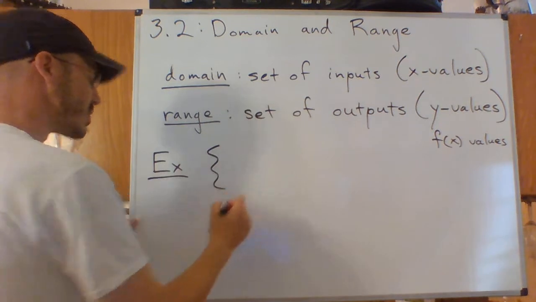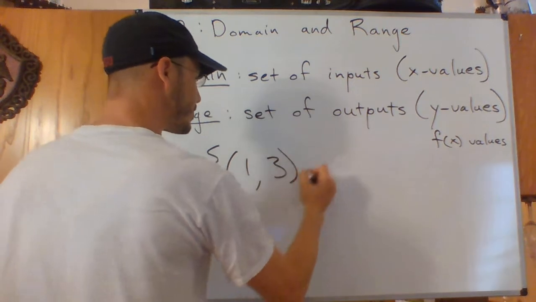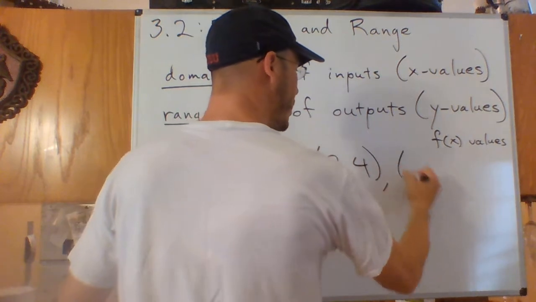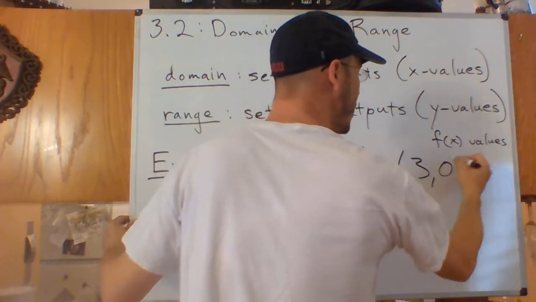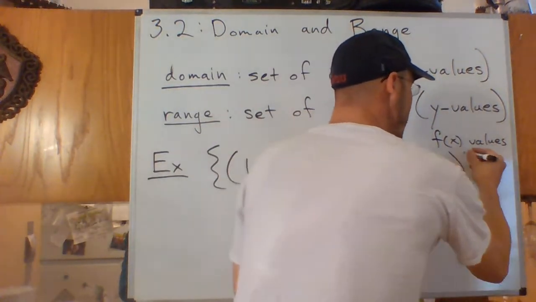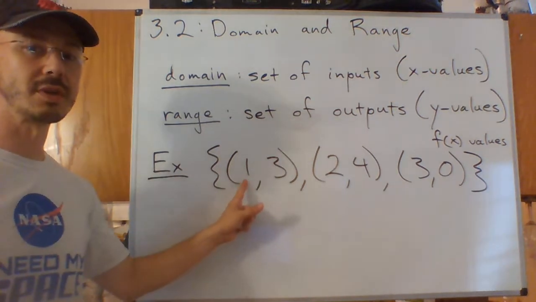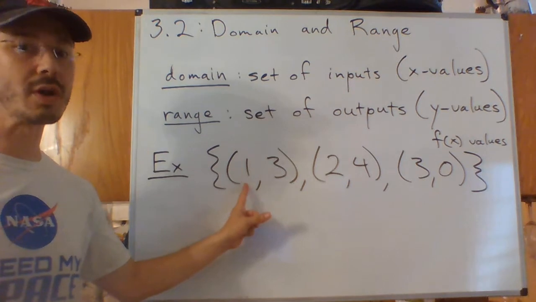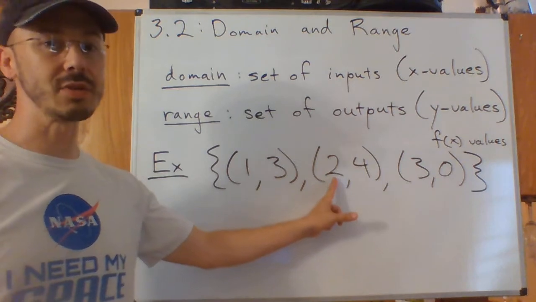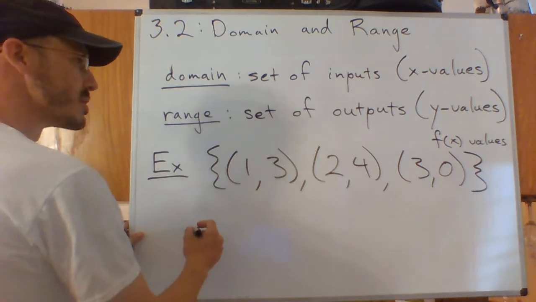For this example, we're just going to look at a simple ordered pair function. So a function that's given by a list of ordered pairs. The first value of each one would be the x value, and the x value 1 corresponds to the y value 3. This x value 2 corresponds to the y value 4. The x value of 3 corresponds to the y value of 0.